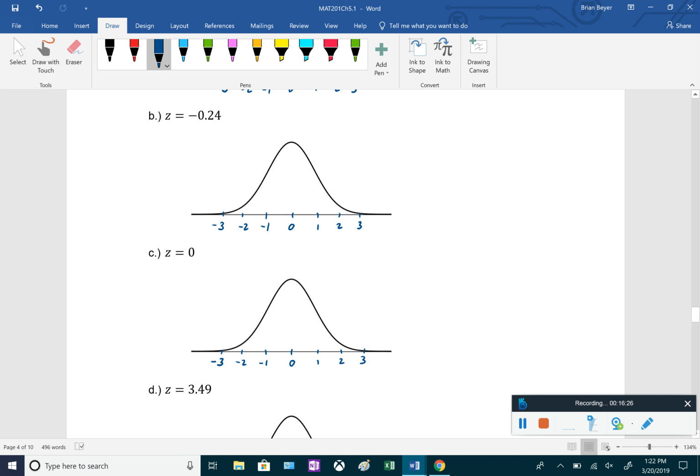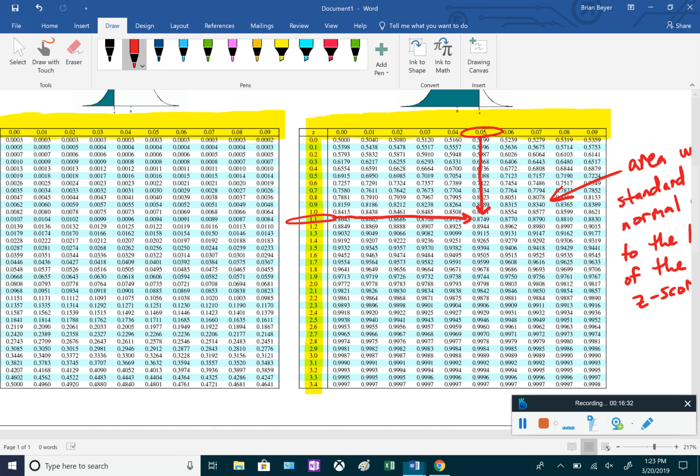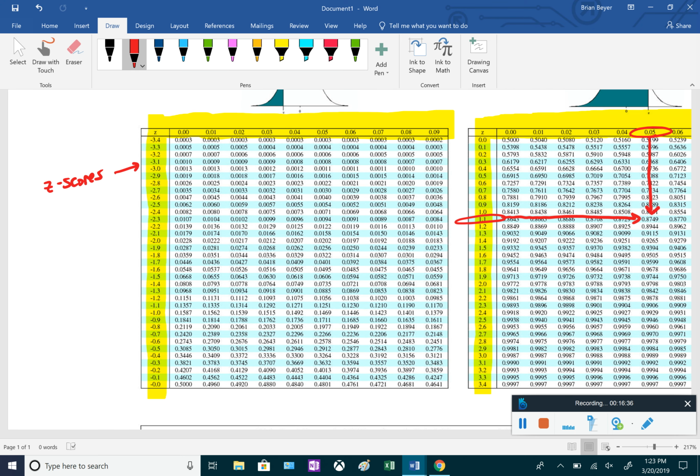Okay, next one. Let's look for the area underneath the curve to the left of z equals negative 0.24. So negative 0.24 is going to be over here. Negative 0.2 is right here, down here at the bottom.